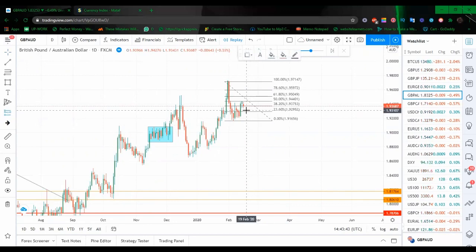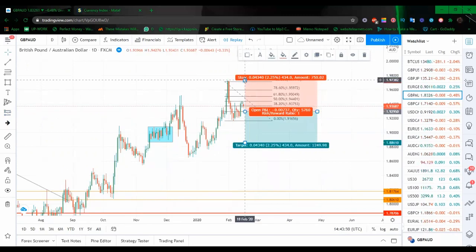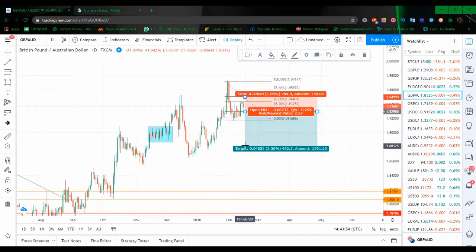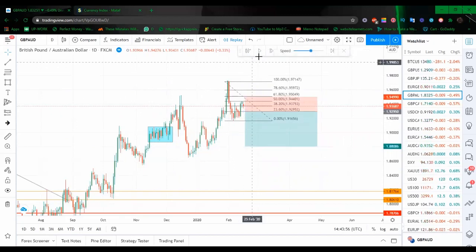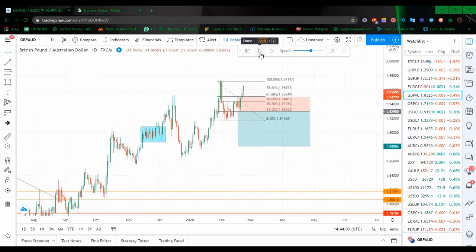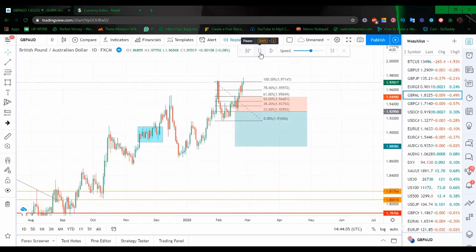Take a short position from the 23 here. Put my sell stop here, my 23 zone. Put my stop loss on 60, whatever, and see what the market will do. Even though I might not take that trade in real life, let's see what the market will do. It has not taken me in yet.